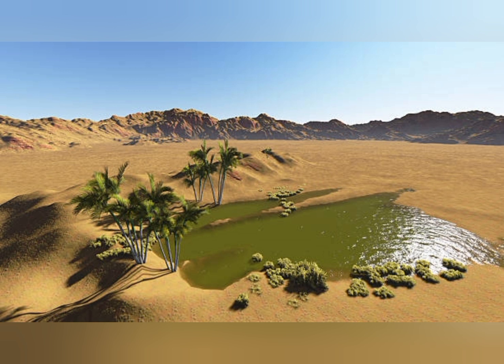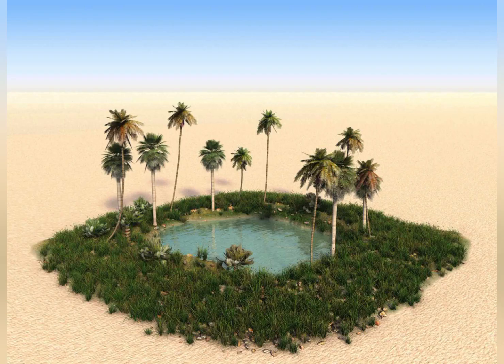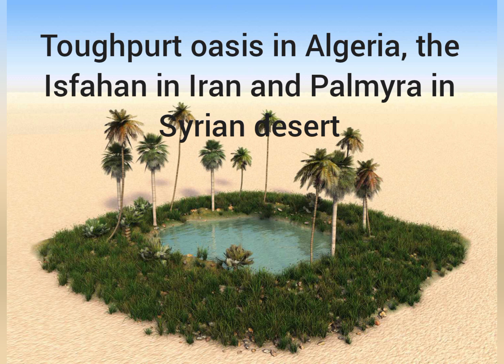An oasis also forms a halting place for travelers who travel over long distances across the deserts. Sometimes near the oasis, intensive cultivation is also done and various crops are grown. Therefore, oases become a hub of various activities. There are some examples of oases like the Tougourt oasis in Algeria, Isfahan in Iran, and Palmyra in the Syrian desert.